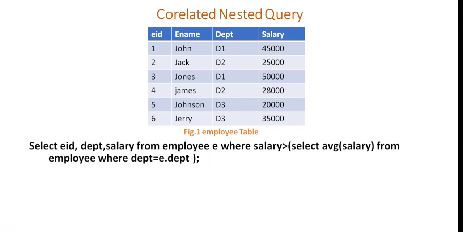Okay, so these two D1 are equal, so it will find out the average of salaries, that is 45 plus 50,000 divided by 2. That will be the average for D1. Again it will compare the first value D1 with the fourth row value. It is not equal. It will compare D1 with the fifth row value. In the fifth row we have D3, so it is not equal. In the sixth row we have D3, so it is not equal. So it will only take the average for the value in row 1 and the value in row 3, which is the same, that is D1.